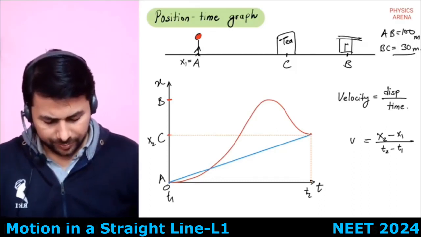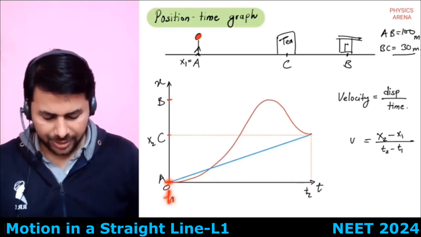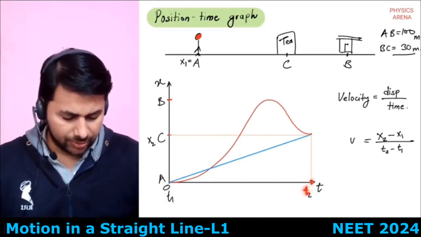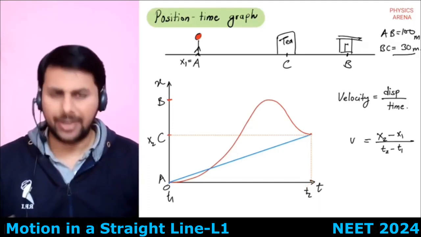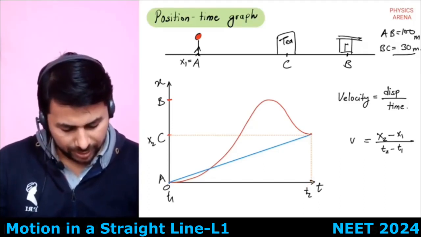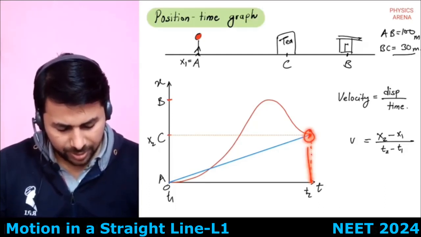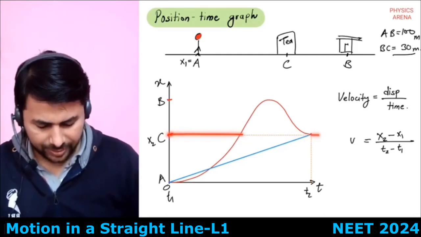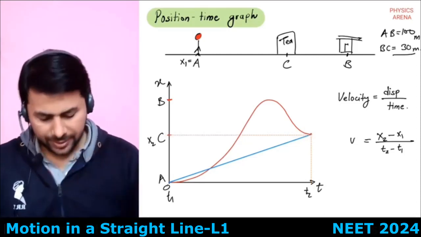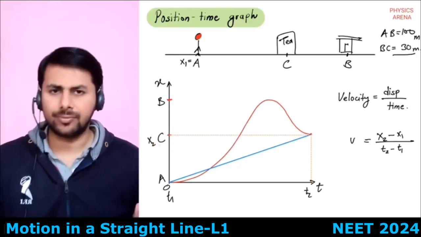Okay. So suppose this is t1, the initial time. This is the initial position. Then this is t2, the final time. Okay, and at t2 I can find out my position. So I will draw a straight line from t2 on the graph. It meets at this point. From there I can draw a straight line on the position axis. So it meets at this point. So I was at position C.